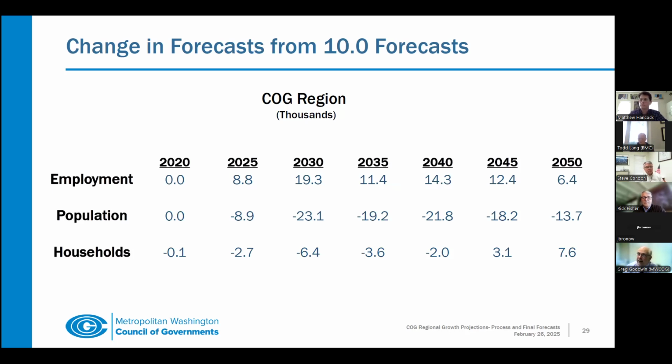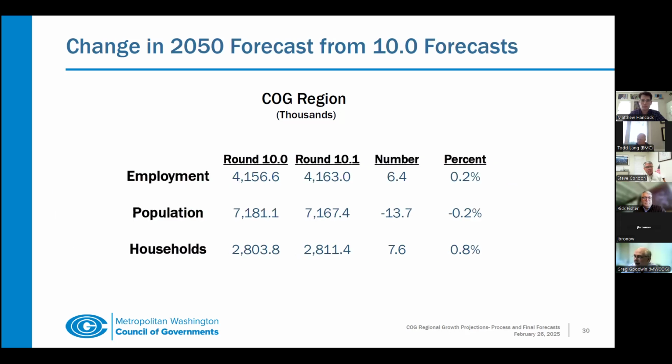But again, it's more of an opportunity to give the jurisdictions the chance to make these changes to their jurisdiction. That's why we did this. And these are the differences between the 2050 number for round 10 and 10.1: 6,000 more jobs for 2050 compared to round 10. Again, not even 0.5%.